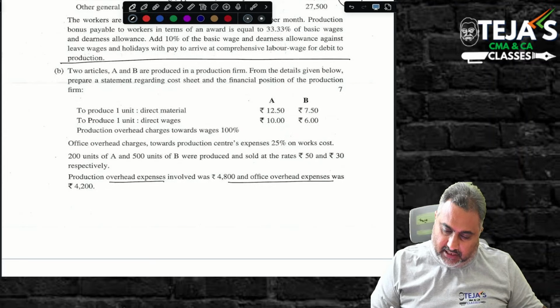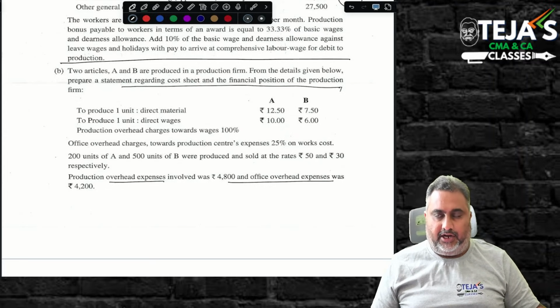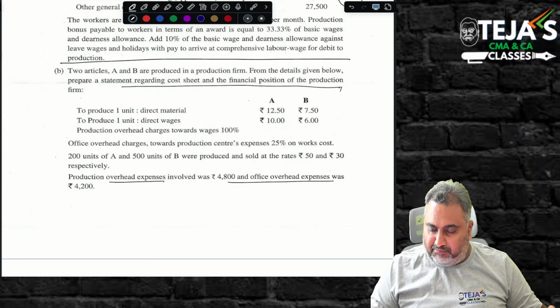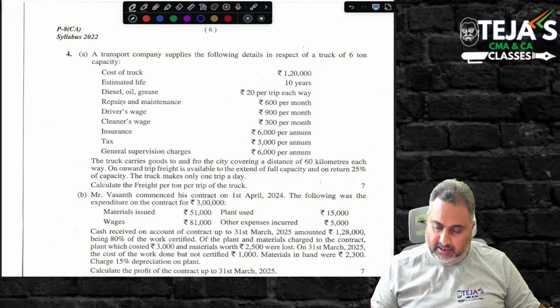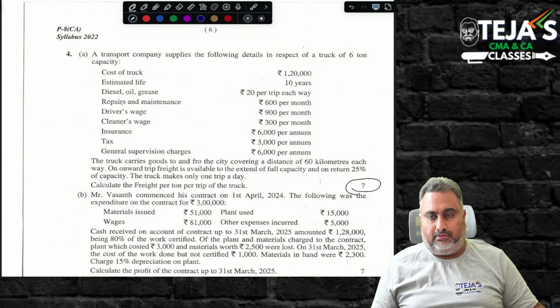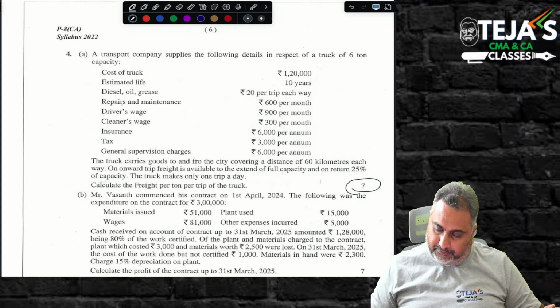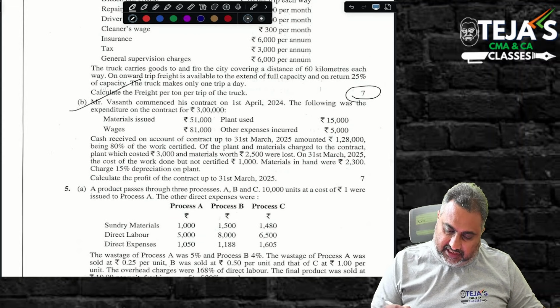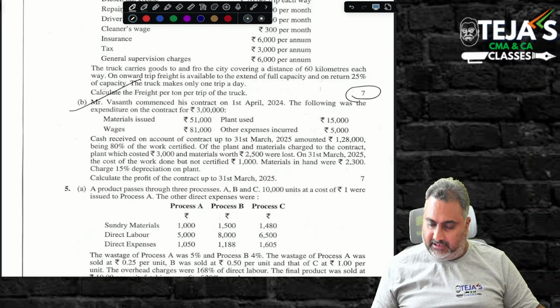This is nothing but reconciliation statement. I told you reconciliation statement is a compulsory 7 marks question, and such an easy question. This I also covered in my expected questions. And this is such an easy contract costing question.